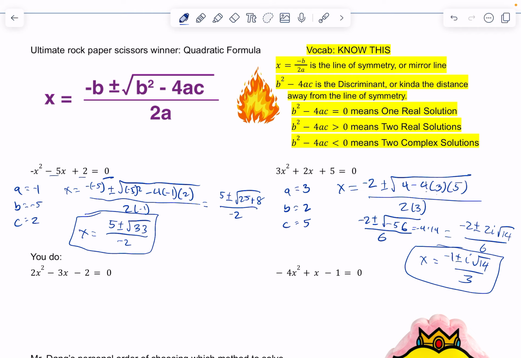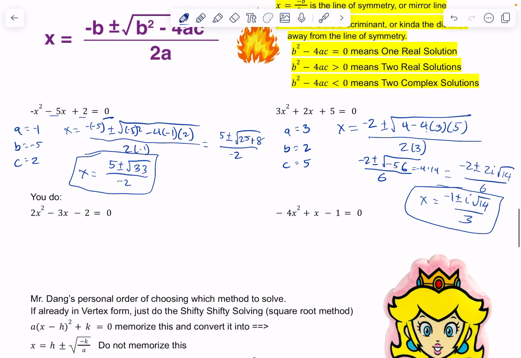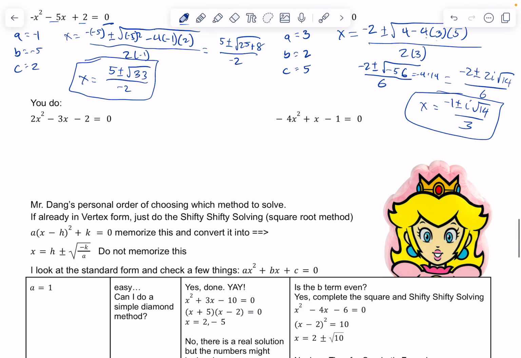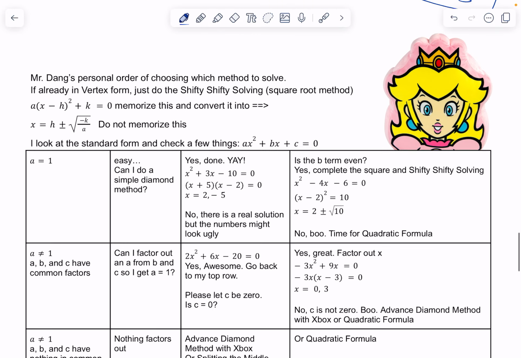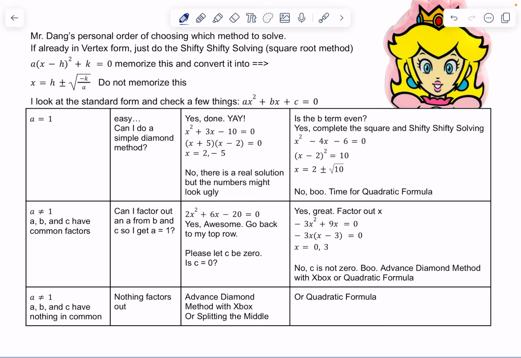Quadratic formula. I'm not a big fan of you, but you do give me my answers. Next problem, you do. Go do them. This is my logic chart. This is how I approach quadratic formulas.